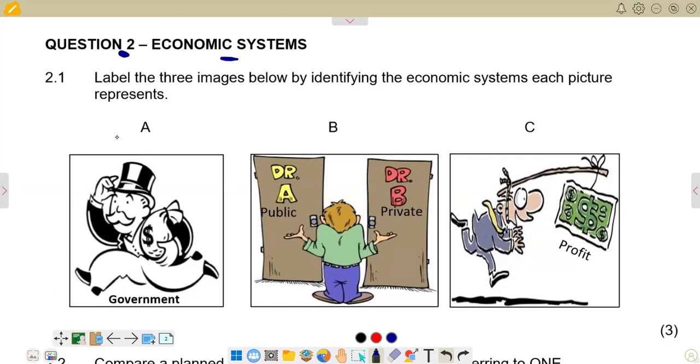So before we answer the question, we need to understand what we mean by economic systems. So we are just going to put down the explanation in terms of economic systems. Remember, we are familiar with the economic systems that we have. We've got the planned economy, the market economy, and we might also have the mixed economy. So we have got three main economic systems.